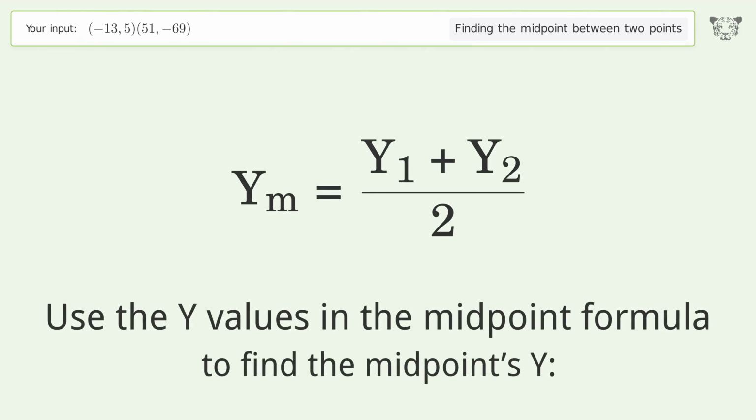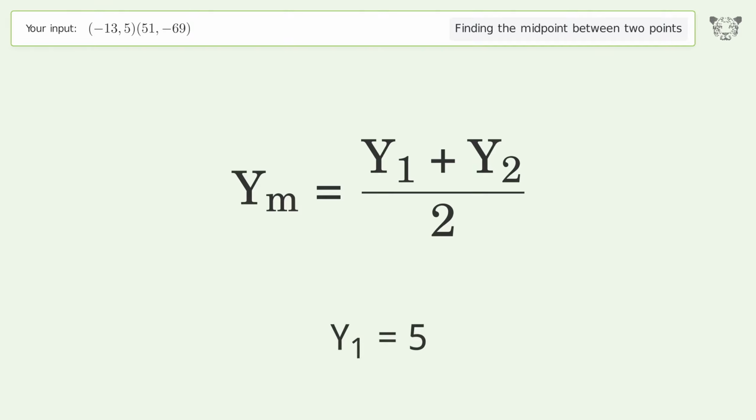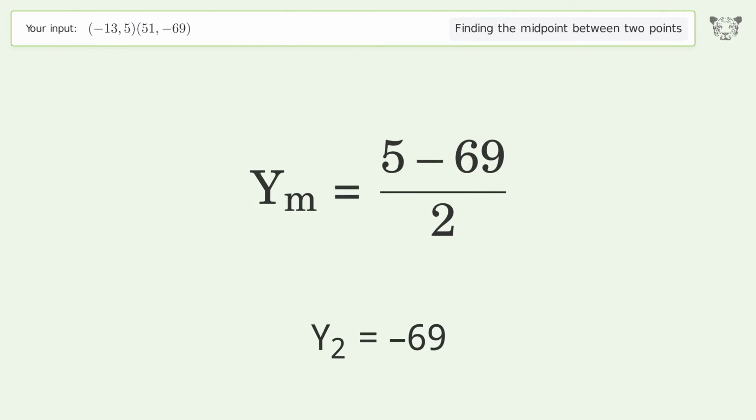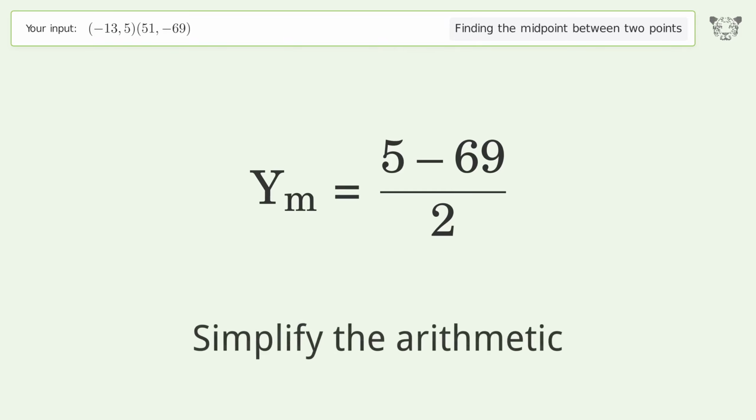Use the y values in the midpoint formula to find the midpoint's y. y1 equals 5. y2 equals -69. Simplify the arithmetic.